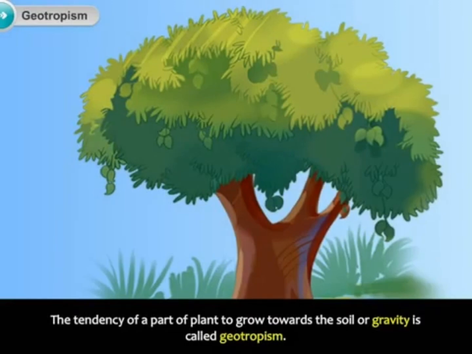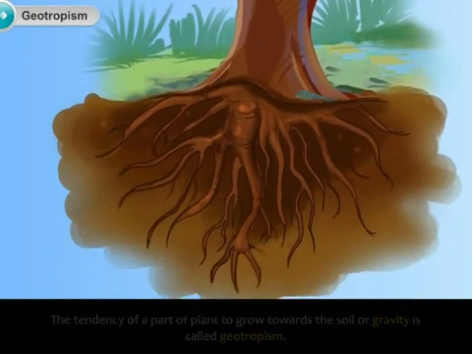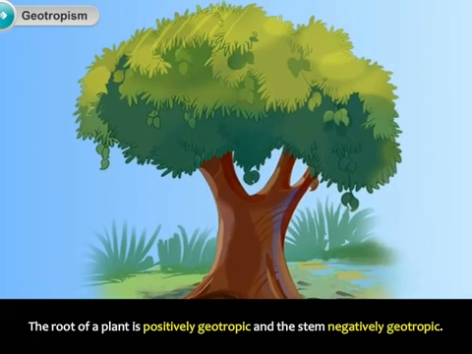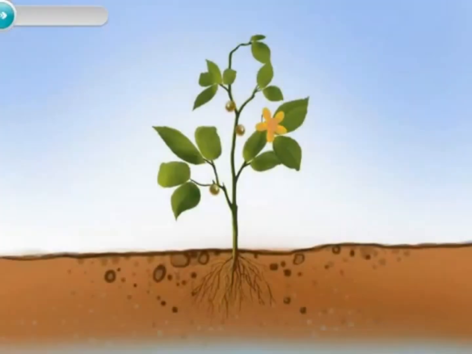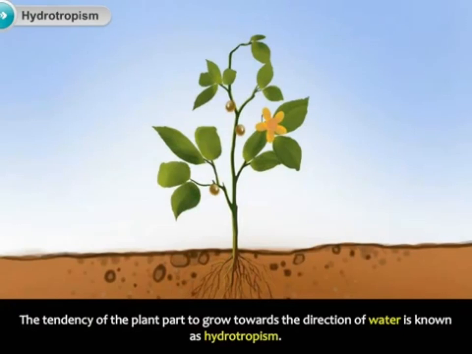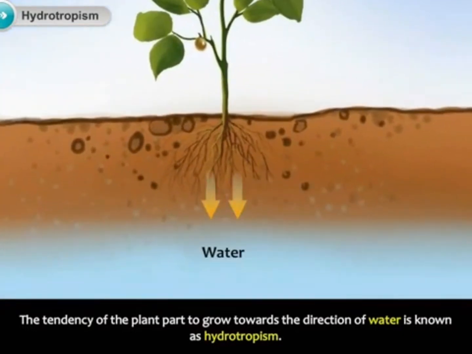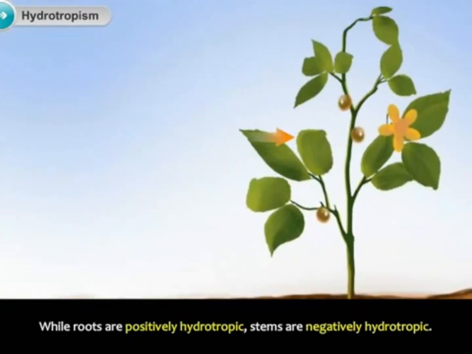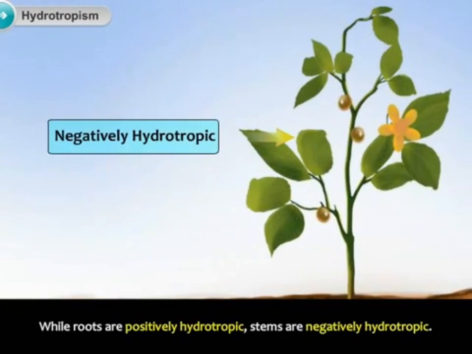The tendency of a part of a plant to grow towards the soil or gravity is called geotropism. The root of a plant is positively geotropic and the stem negatively geotropic. The tendency of the plant part to grow towards the direction of water is known as hydrotropism. While roots are positively hydrotropic, stems are negatively hydrotropic.